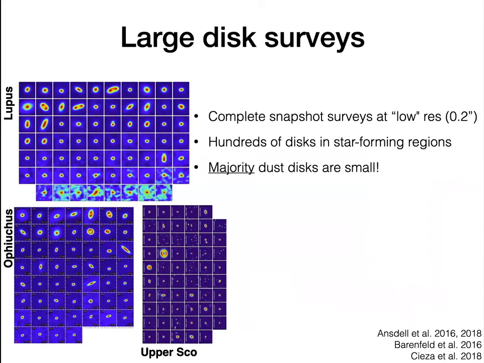And over the last 5 years, many of these disk surveys have been done in the nearby star-forming regions. These are done in so-called snapshot surveys at relatively low resolution of about 0.2 arcseconds, imaging hundreds of disks in the nearby star-forming regions in dust and gas. Here we see a couple of examples of these surveys in Lupus, Ophiuchus, and Upper Sco. And what you can already see from these image galleries is that the majority of these disks are very small in the dust emission. So only a fraction of the disks shows rings and gaps.